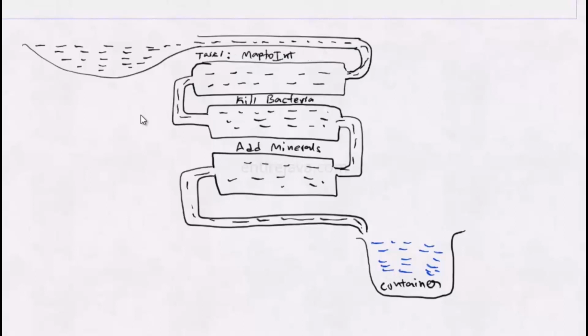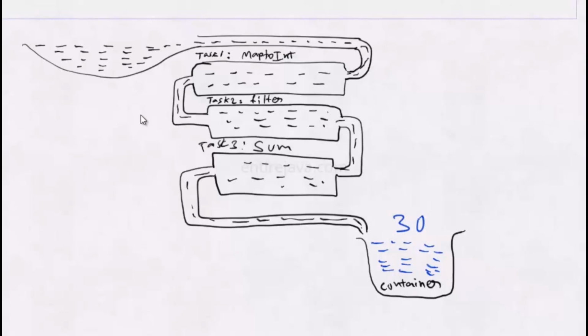So instead of remove impurities, it's going to be a call to a method called mapToInt, which will convert the stream of string elements into a stream of integer elements. And instead of kill bacteria, it's going to be a call to a method called filter, which will eliminate some of the elements in the stream based on a certain condition. In our example, in our task 2, we're going to eliminate all the elements that are not divisible by 2. And instead of add minerals, it's going to be method sum, which will find the sum of all the remaining elements. And finally, you would get the result.